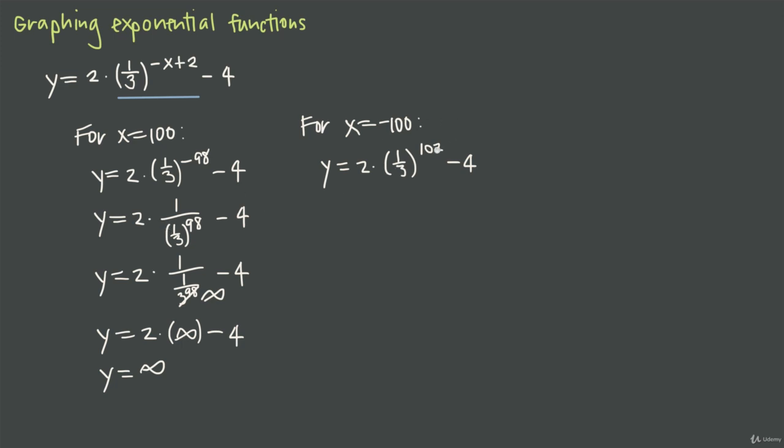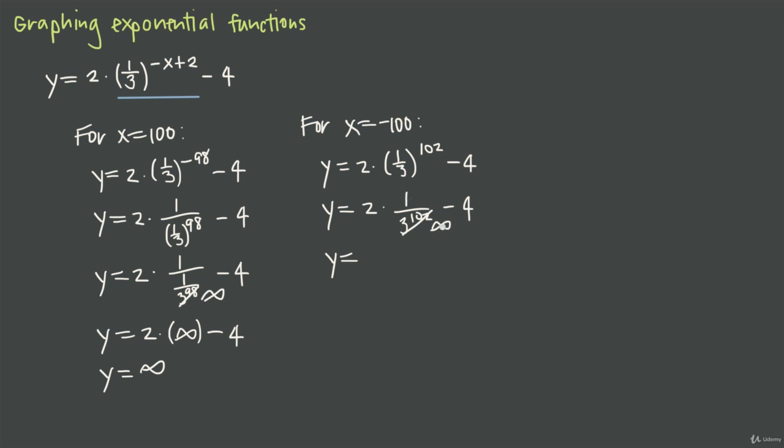Just like over here, when we apply an exponent to a fraction, we can apply it to the numerator and denominator separately. So we get y is equal to 2 multiplied by 1 to the 102, which is still 1, and then 3 to the 102 is what we're left with in the denominator, and then we have our minus 4. And again here we start playing with our infinities. 3 to the 102 is going to be an infinitely large number, so this is going to look like infinity. 1 divided by an infinitely large number becomes an infinitely small number that eventually tends toward 0.